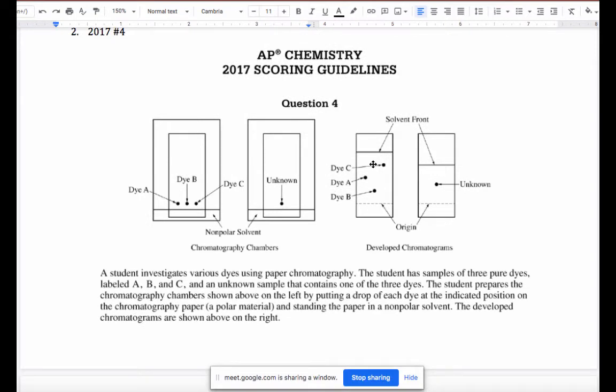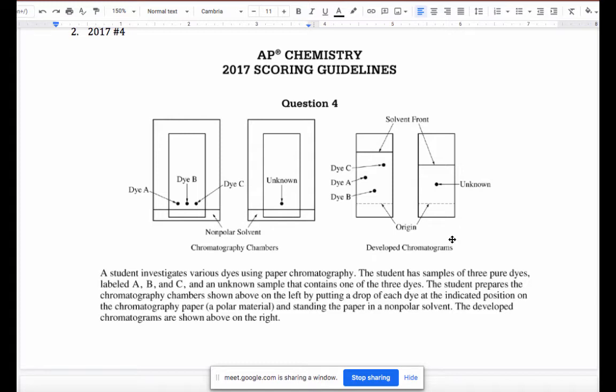Again, you can see it was from 2017. This was number 4 on the 2017 free response test. So questions 4, 5, 6, and 7 are considered short questions that should take between 7 and 9 minutes. Now you might notice that this question did not take you 7 minutes. Right? That's okay. Some might take you a little longer.